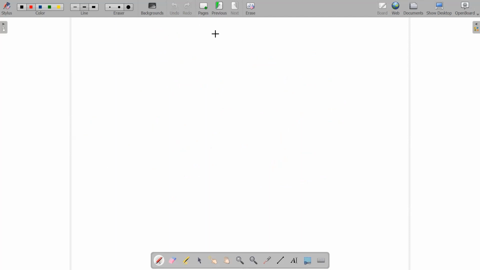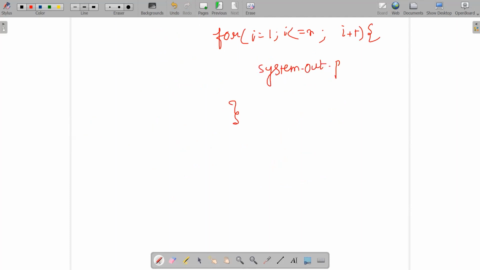Let's have a loop here: for i that starts from 1, i goes till n, and i plus plus. I just say System.out.print, whatever is the value of i. Let's run the loop for n equal to 5. Can you try telling me what will be the flow of the program overall? How is it going to happen? How many times?